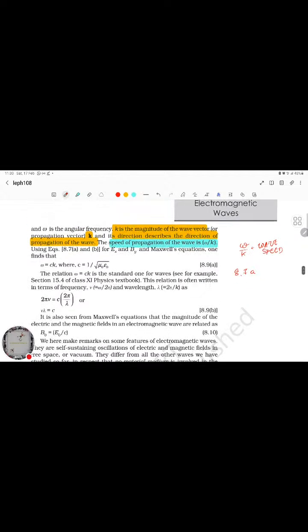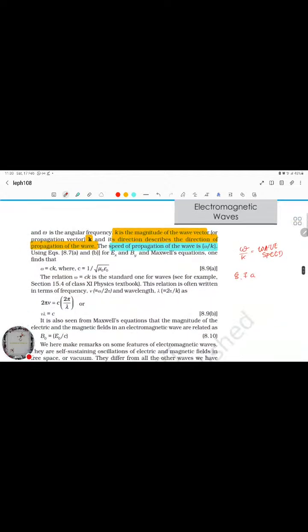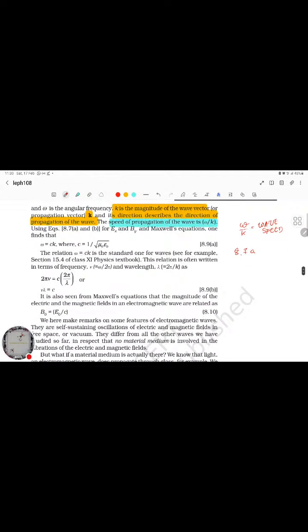From the equations 8.7a and b, the electric field and magnetic field oscillations, and Maxwell's four equations, Gauss's law for electricity, Gauss's law for magnetism, Faraday's law and the Ampere-Maxwell law, what we obtain is that omega is equal to ck.